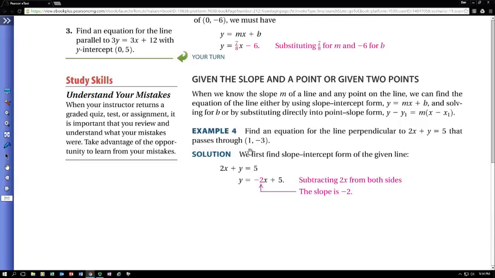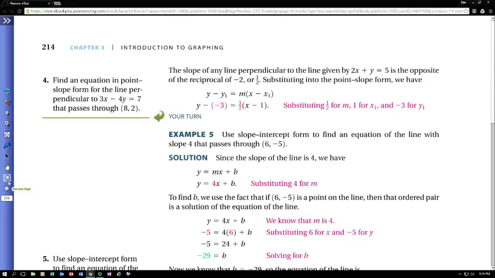Well, now I know the slope that goes through this line right here. So if I wanted to graph, I could go up 1 and to the right 2 because I'm looking at a 1/2 slope. Well, I can also create an equation with the point slope form. I have a point which is 1, -3.